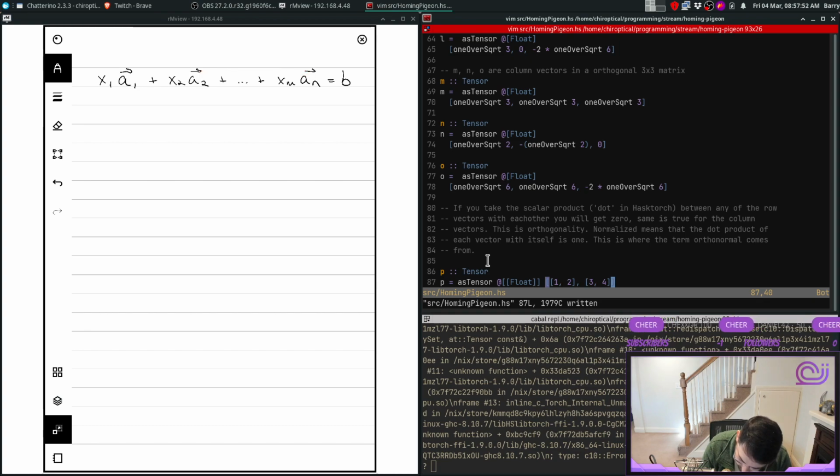Let me use the physics notation to make it more obvious. So these are coefficients. These are vectors for an equation of a vector of coefficients. What is this thing?